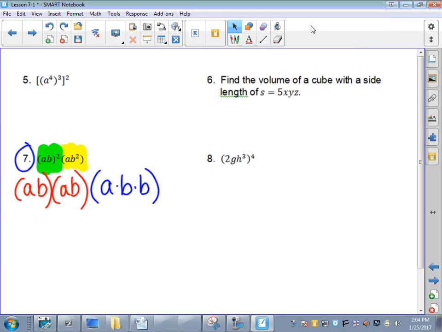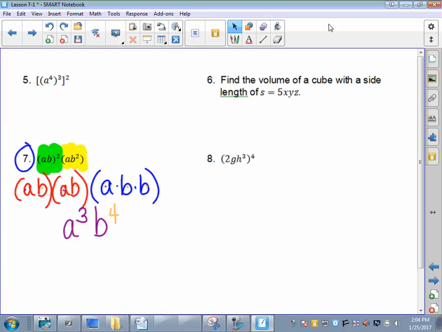So when I ask you to simplify that, I'm going to ask you to write the answer as a to a power, b to a power. What's going to be the power on the a? How many a's do we have? What's going to be the power on the b? How many b's do we have in this problem? My final answer for this will be a to the third, b to the fourth.